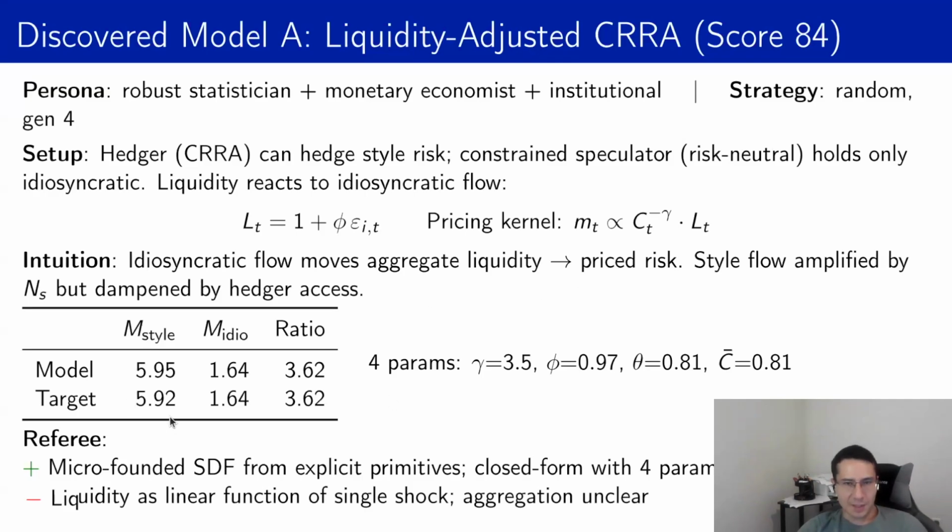On the quantitative side, this model basically nails it. It has 4 parameters and nails completely the style, the idiosyncratic risk, and the ratio. The referee liked that it was a micro-founded stochastic discount function from explicit primitives and closed form with 4 parameters. But it has liquidity as a linear function of a single shock, and the referee doesn't like that and thinks the aggregation is unclear.